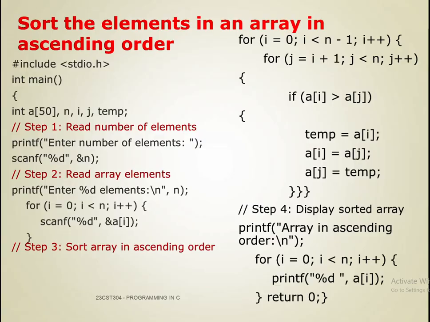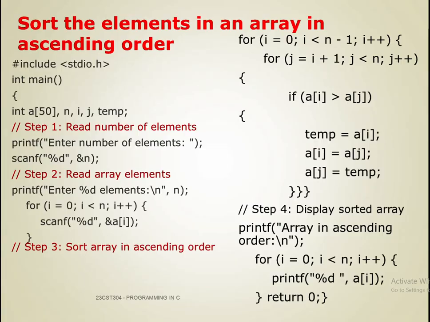A C program always starts with #include <stdio.h>. The preprocessor directive includes the standard input output library functions for printf and scanf. Then the main program starts here, declaring the array of size 50. int is the data type, a is the array name. Inside the square brackets we have 50, so array a stores 50 integer values.